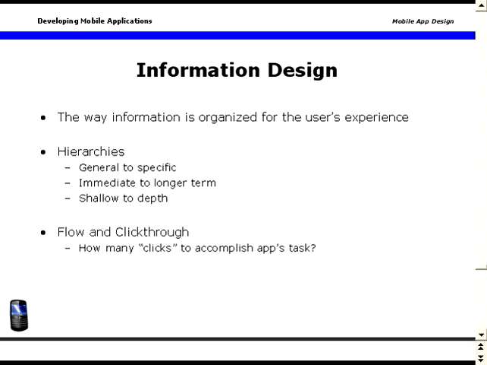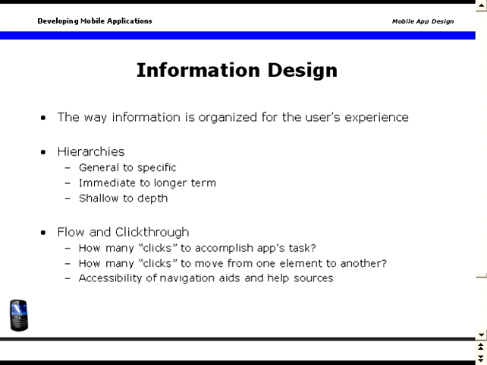For example, how many clicks does it take to accomplish your app's primary task? How many clicks to move from one element to another? How accessible are navigation aids and help resources? The standard for click or touch ratios is constantly declining. Many designers now believe that you must make all of the functions and all the information on your app available within 2 or at maximum 3 clicks or taps. That means you have to think carefully about how to arrange your information for your users' convenience and speed.